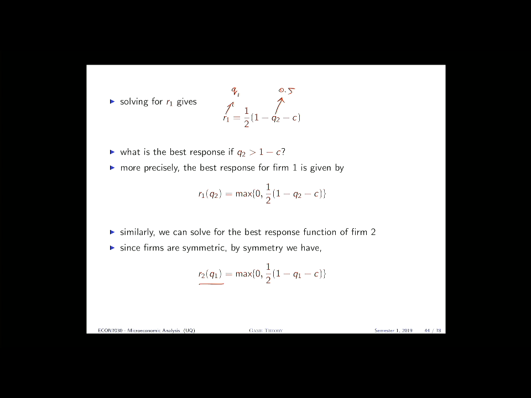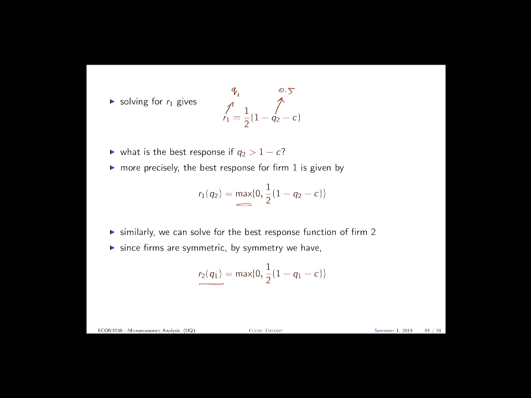Now this max, don't be confused with that. It's not rocket science. It simply says that if the other firm has a choice of quantity which is too large and makes the choice of this firm negative, then it has to be 0 because you cannot have negative quantity. Okay? Why is that the case?